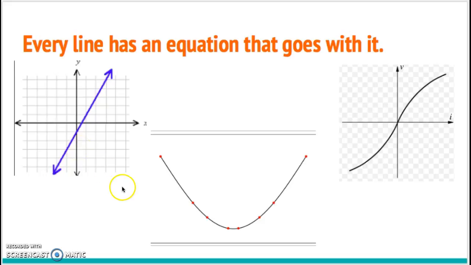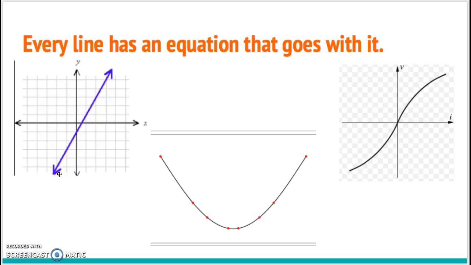Is it straight? Is it curved? What direction is it going? How steep is it? All of that you can tell just by looking at the equation. So we'll do that first. Then we'll also get into actually figuring out how steep the line is. And then we'll get into going backwards. If you have the line, how would you figure out what the equation would be that goes with it?